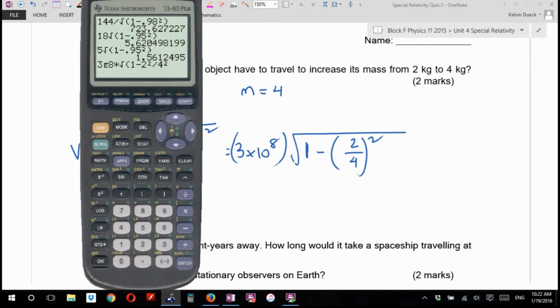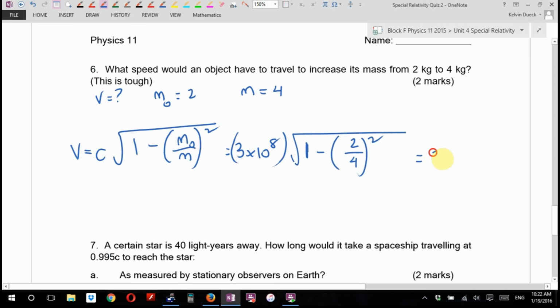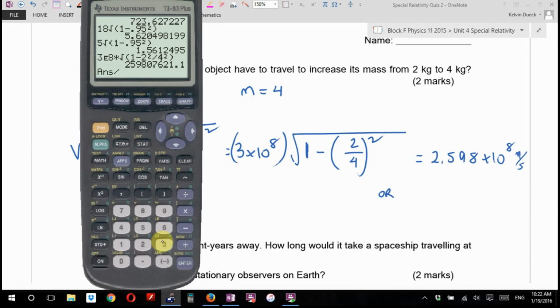Or I could have gone 2 divided by 4 is 0.5. I could have just gone 0.5 squared. Regardless, I think as a number you get 2.598. If you said 2.6, I'd take that times 10 to the 8th. Or, if you left it as a percentage of the speed of light, 86.6% of the speed of light.